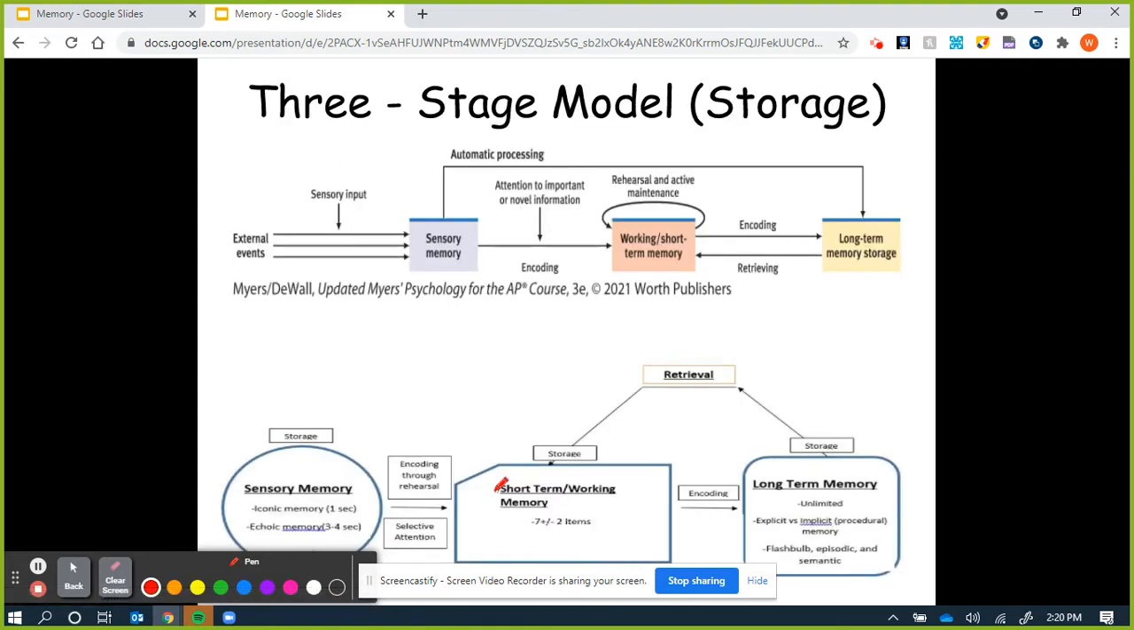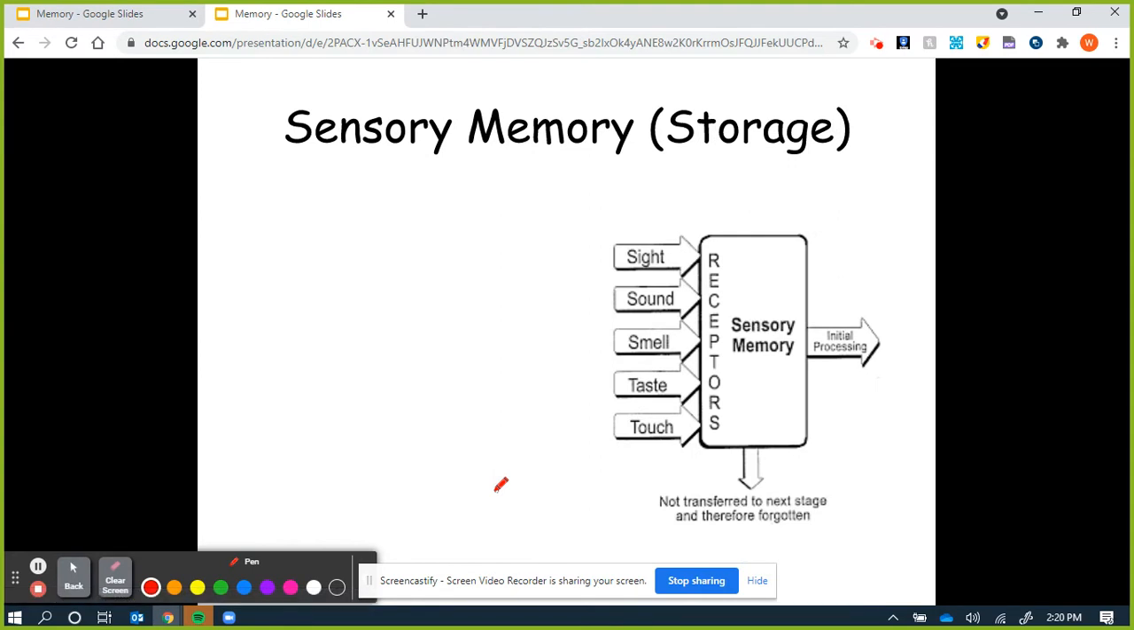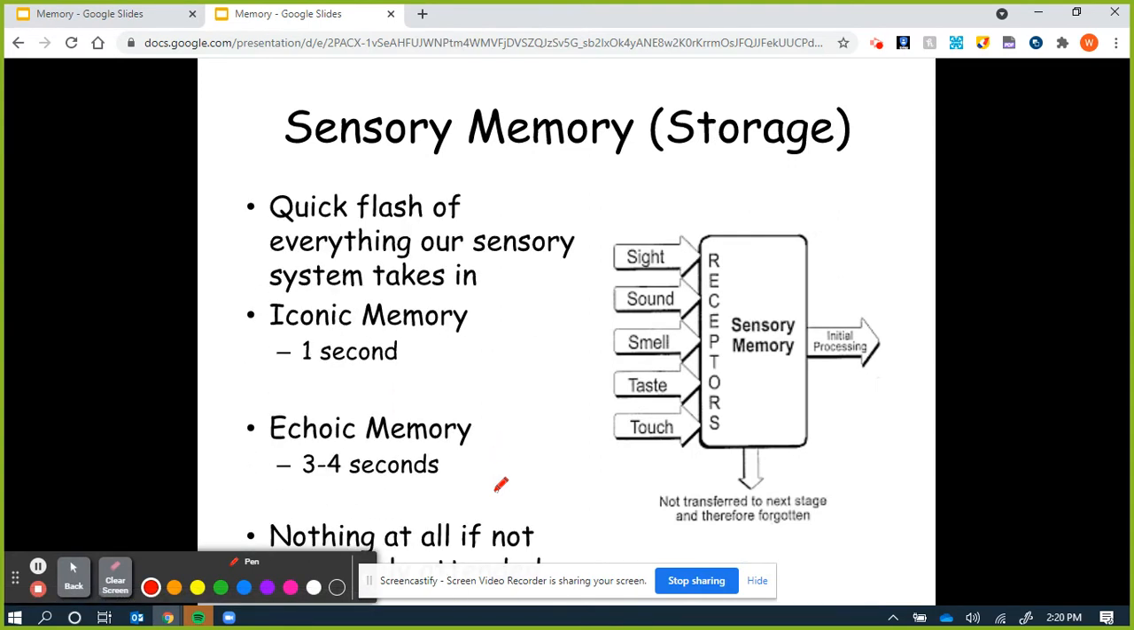All right, so I'm going to get into the three-stage model, which is sensory, short-term, and long-term memory. As information comes in, it goes through three different steps. All of the information that is coming in at any given time, everything that our sensory system is taking in, all the sights, smells, sounds, tastes, touch, is coming through these different receptors into our sensory memory.